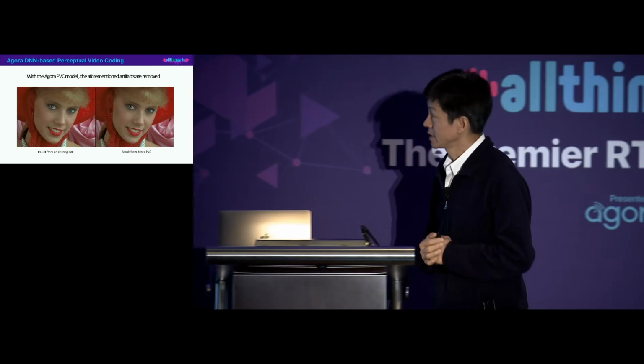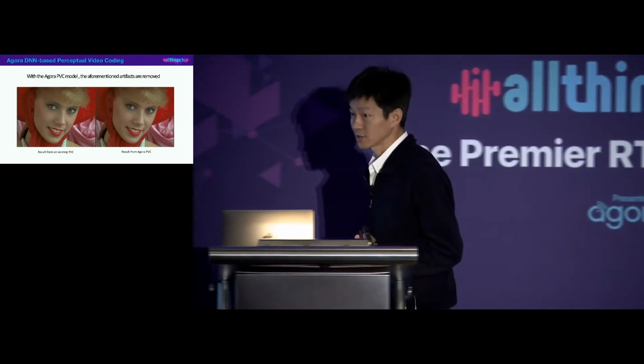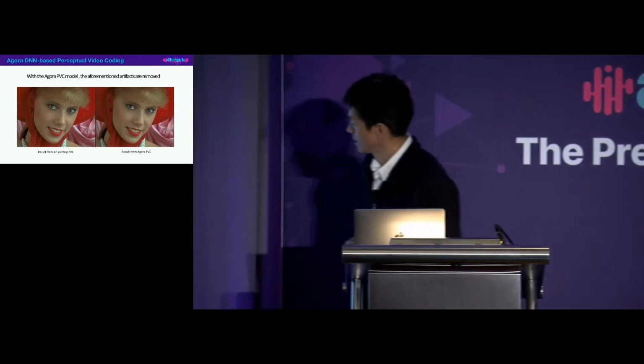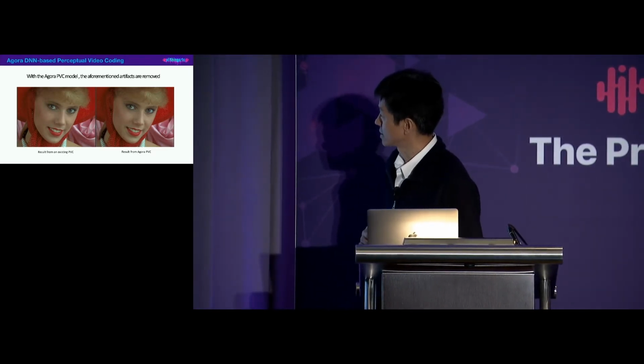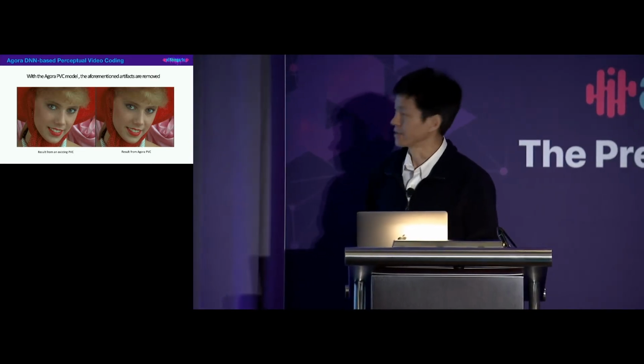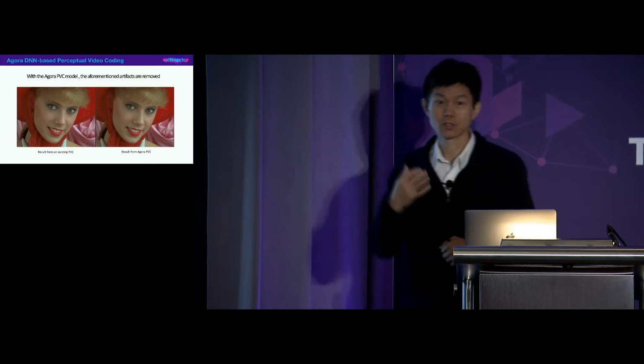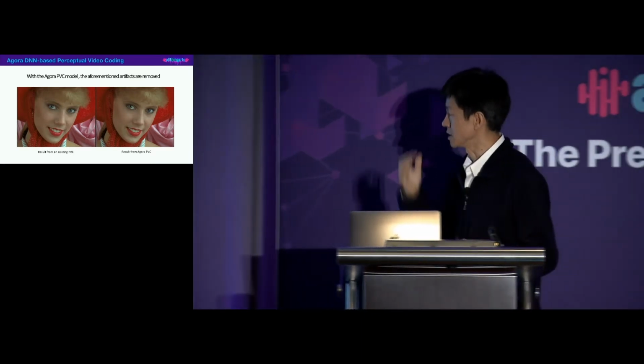Now, we will remove the artifacts we just showed. On the right-hand side is the Agora result. On the left-hand side is an existing state-of-the-art, which I just showed, which has blackness shown on her face, on the cheek.